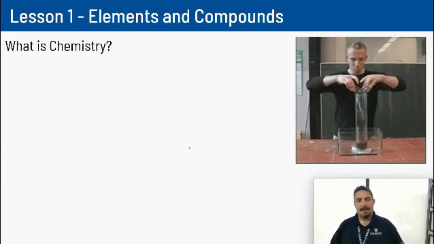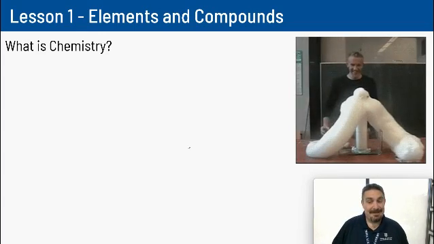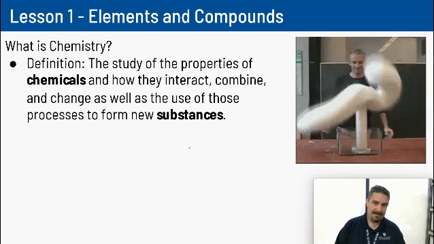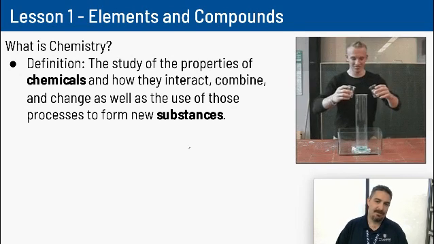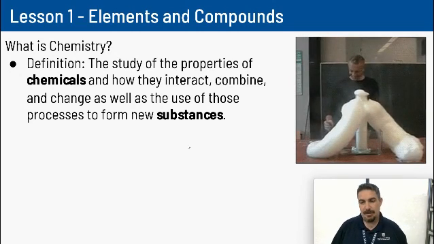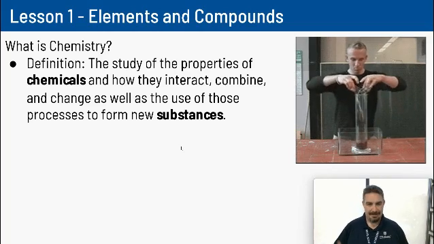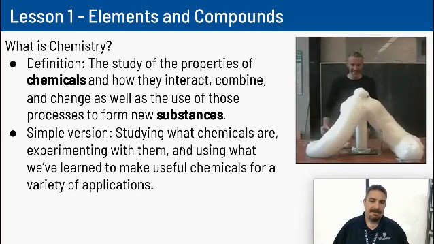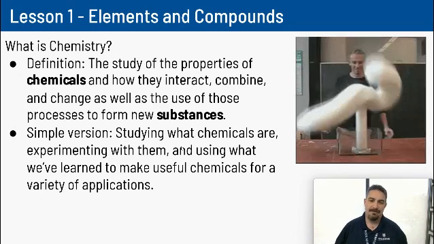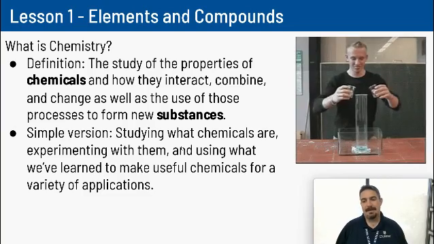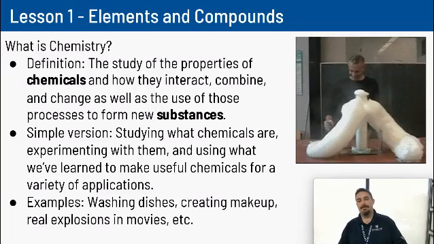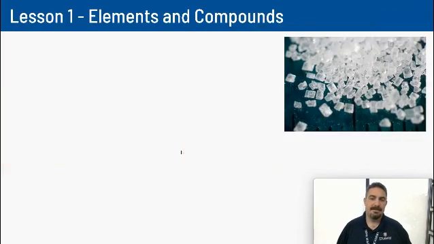So first of all, this pretty cool experiment right here. What is chemistry? So the definition is that it's the study of the properties of chemicals and how they interact, combine, and change, as well as the use of those processes to form new substances, like we see in the video here, to make new things out of other things that are chemicals. The simple idea is that we study what chemicals are, we experiment with them, and we use them to make useful chemicals for other applications. Some examples would be like washing dishes, creating makeup, real explosions in movies. These all involve chemical processes.